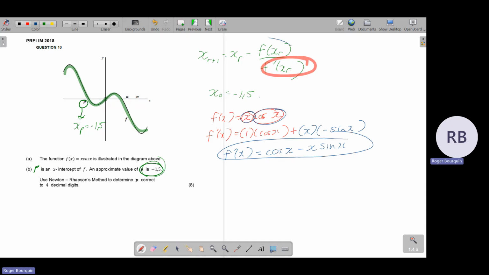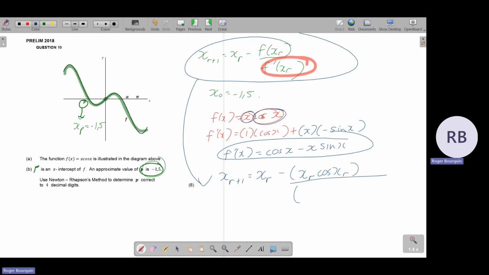Right, so now I go back here and place those values into the formula for Newton's method. I get x to the r plus 1 is equal to xr minus f of xr, which is xr cos xr, over f dash of xr, which is cos xr minus xr sine xr.